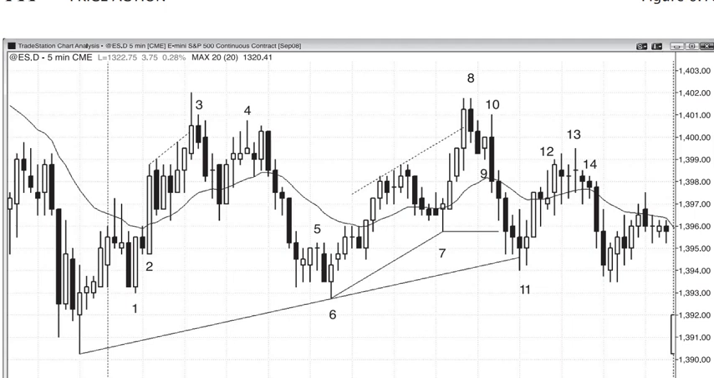Bar 11 was technically a high 3, but should be expected to behave like a high 2, since the bar 10 outside bar bull trap should be considered the start of the downswing, not the bar 8 actual swing high.